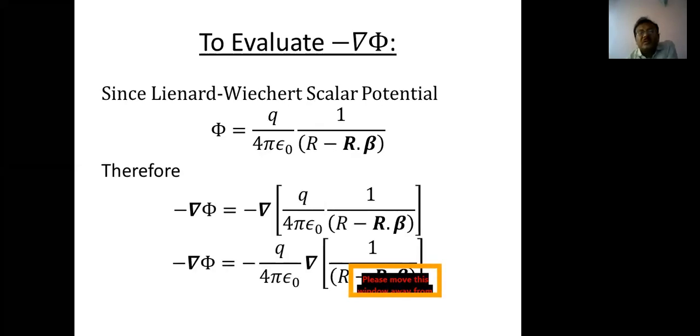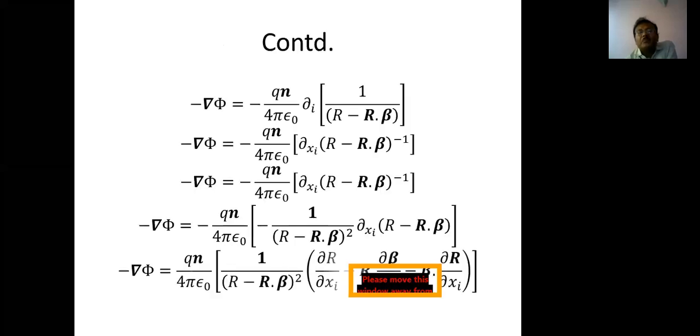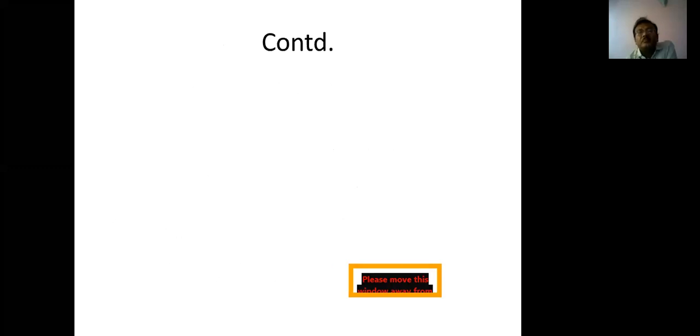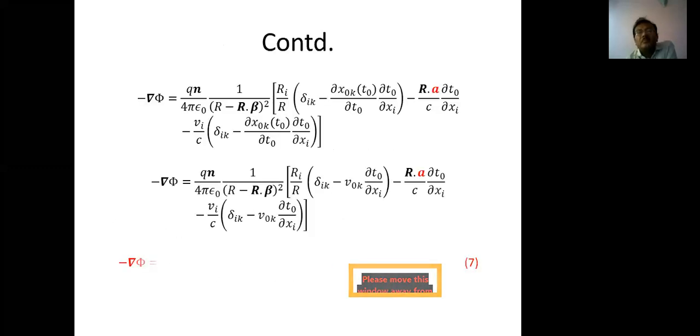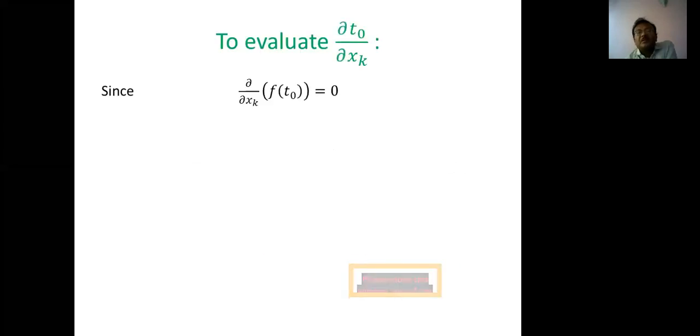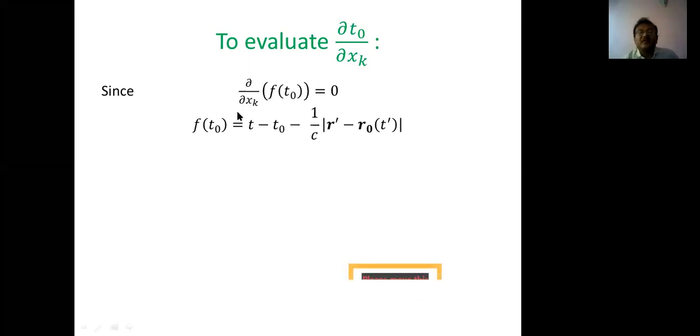Okay, so to evaluate this, let me check where that green thingy is. Basically, you know that this is the function. So what we do is take the derivative of this bunch and keep that equal to 0. So ∂/∂x_k. This will be your ∂t₀/∂x_k.